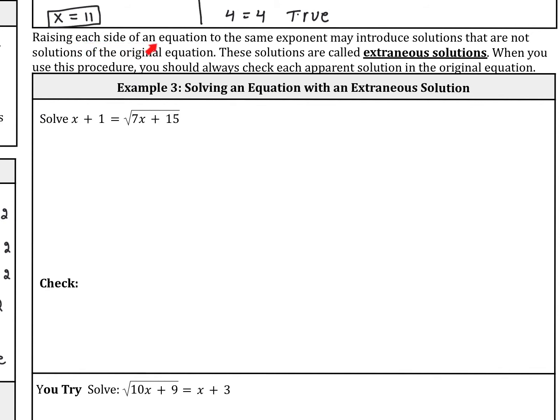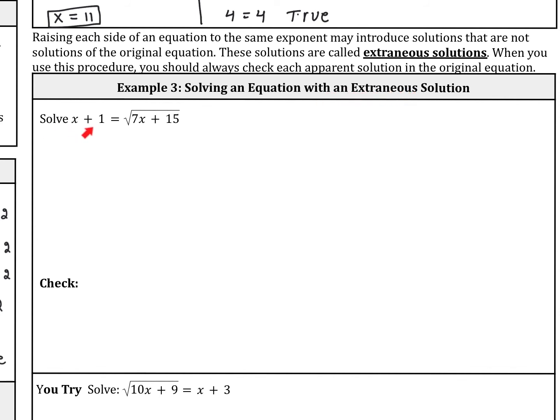Raising each side of an equation to the same exponent may introduce solutions that are not solutions of the original equation. These solutions are called extraneous solutions. When you use this procedure, you should always check each apparent solution in the original equation. Now we are going to do example number 3, solving an equation with extraneous solution.